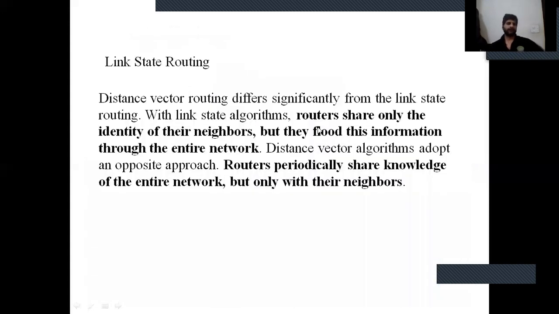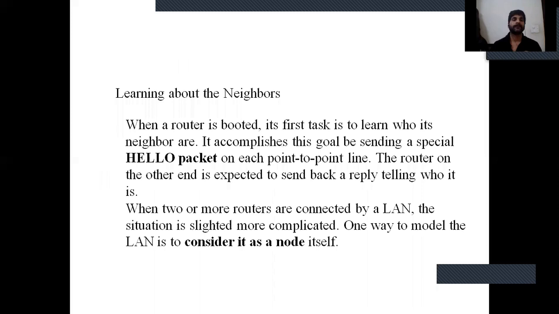Now, again, we explain the link state routing algorithm in theoretical form. Distance vector routing differs significantly from link state routing. With the link state algorithm, routers share only the identity of their neighbors, but they flood this information through the entire network. The distance vector algorithm adopts the opposite approach: routers periodically share the knowledge of the entire network, but only with their neighbors.